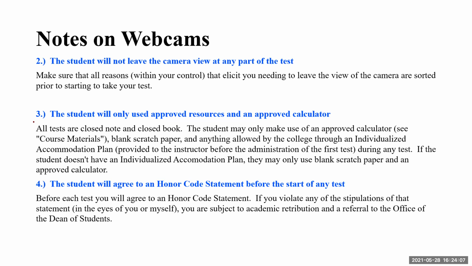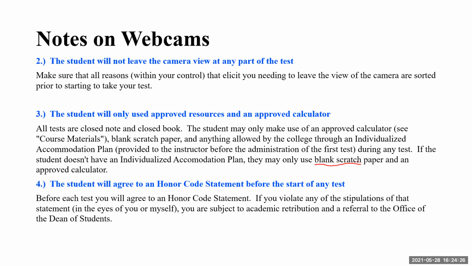If you don't know what that is, it's totally fine. If you do, you should know what's allowed through your IAP, and you should have submitted it to me by now. You can only use the blank scratch paper and an approved calculator. Again, for blank scratch paper, if you use the organizer I may provide for the test, then certainly you can use that.